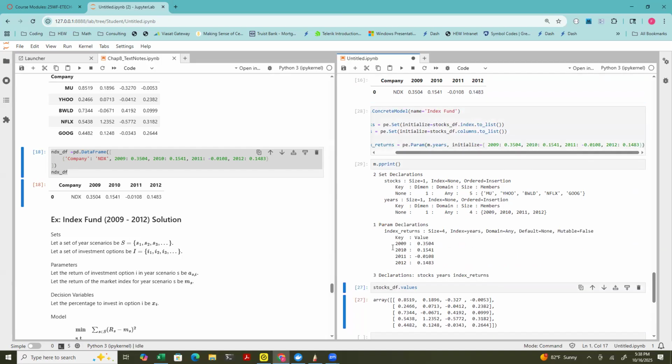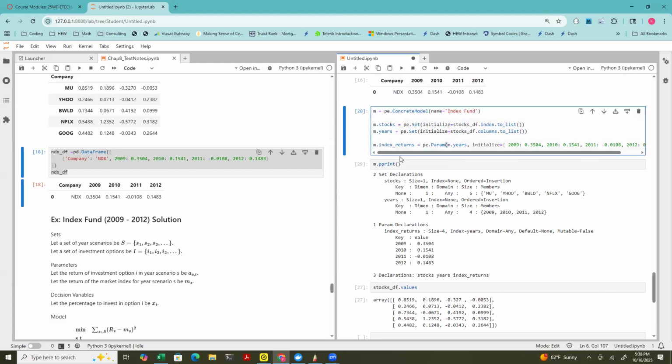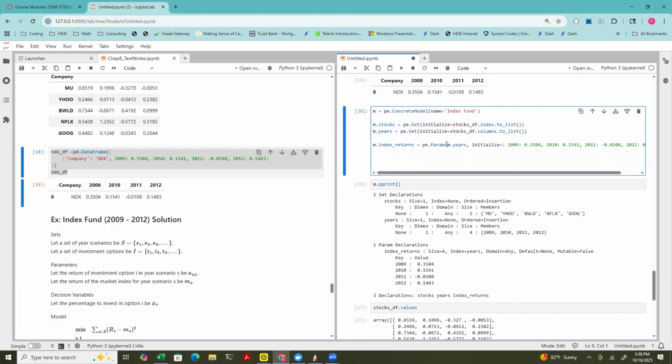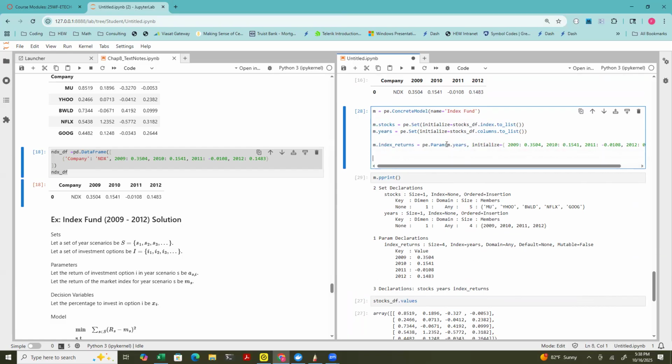So now I know the index returns, and for that year, I know this value. All right, so far so good. Now we need to know something about the decision variables, right? M.x will say, that's a PE.var. It's indexed off of the stocks, and the domain is PE.non-negative reals. Very good.